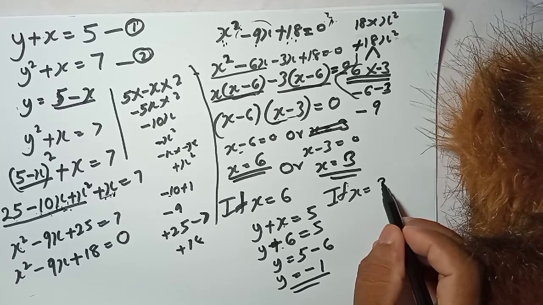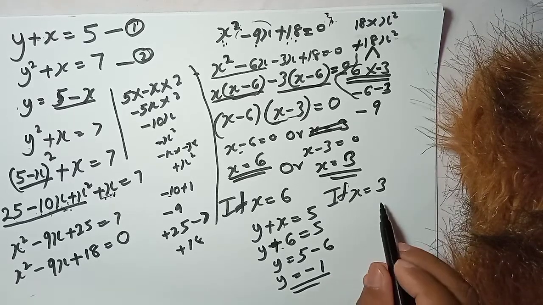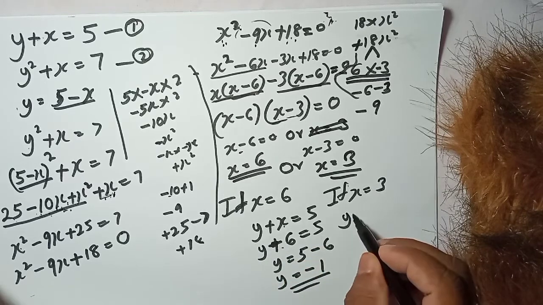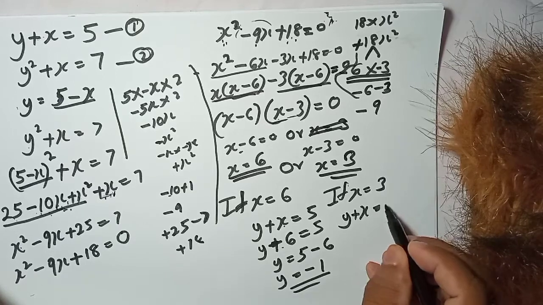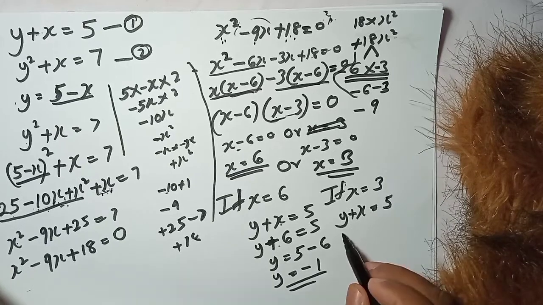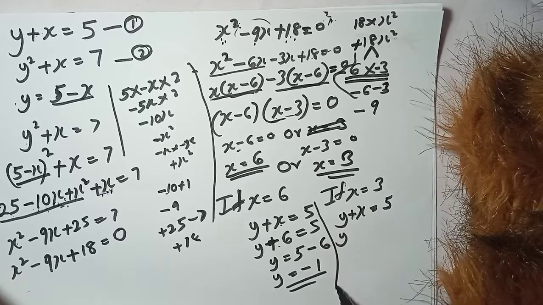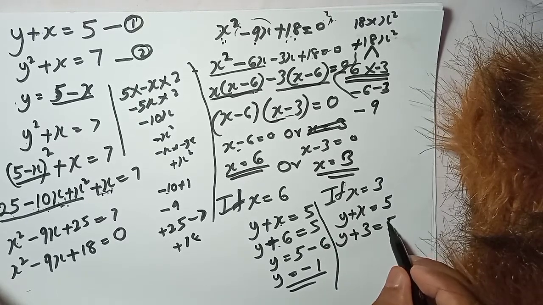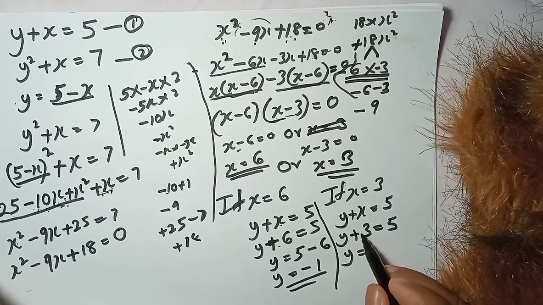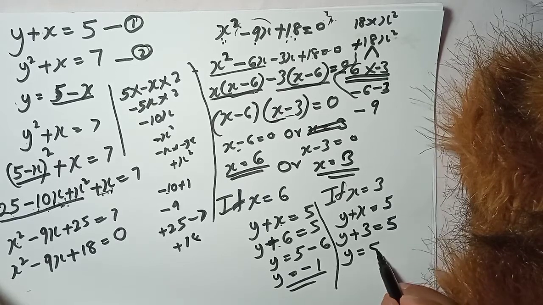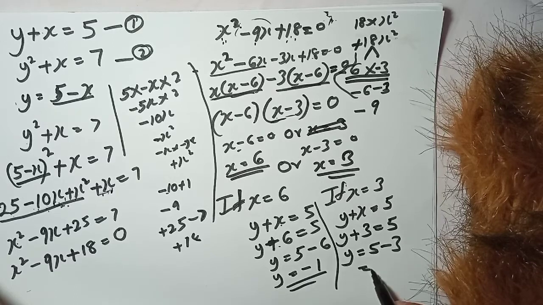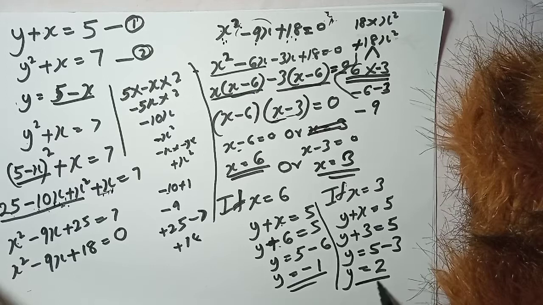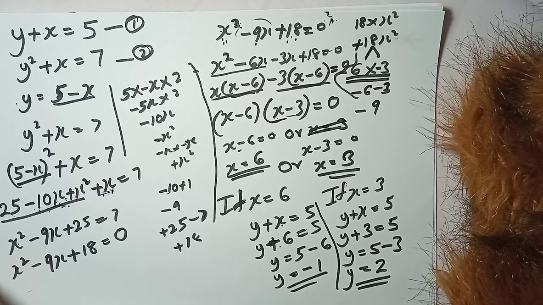If x equals 3, right? x equals 3, then what is the y value? Same way, write this equation, y plus x equals 5, right? Now for x I will put 3. Now you know this thing: y, 3 goes over here as minus 3, then 5 minus 3 means 2. Now y also has two answers, right?